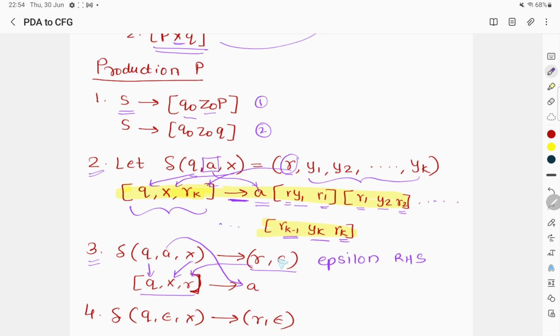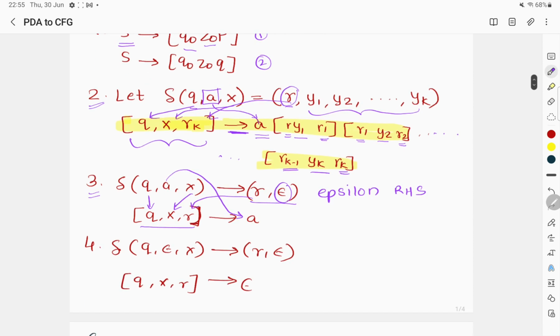Okay, and now after A I have written y1 to yk. But here in place of y1 to yk I have epsilon. That means writing epsilon here is nothing. It is the same as just writing A, so I just avoid writing this epsilon. Okay, so this is the third type of production rule that we can make.